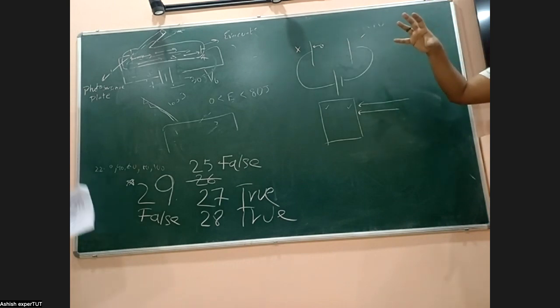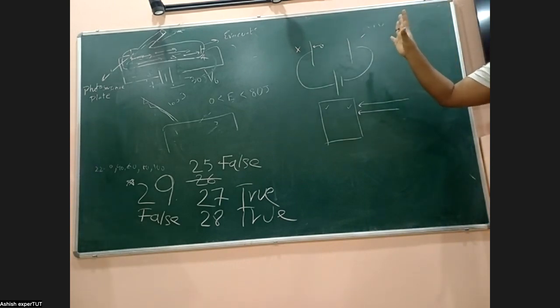Same number of photons, 10 photons per second, but they are falling on a smaller area and intensity is higher.